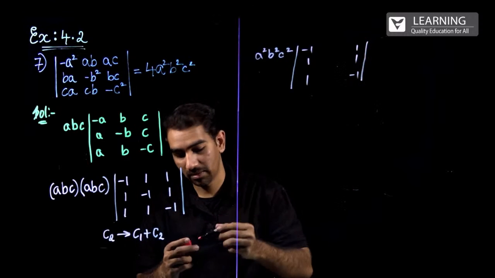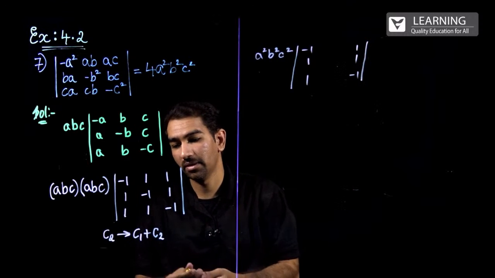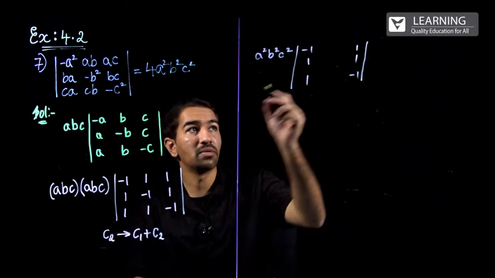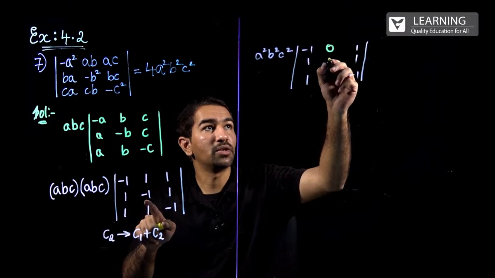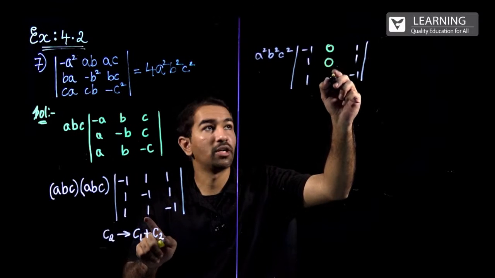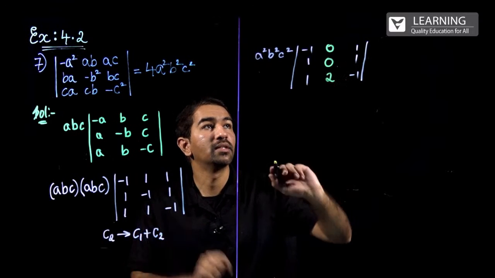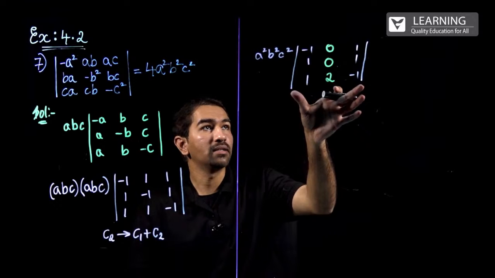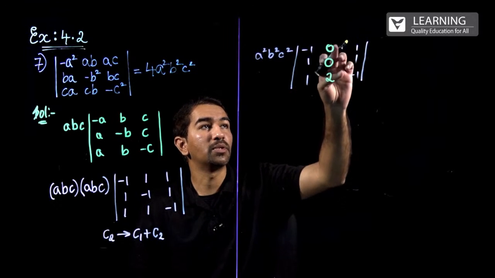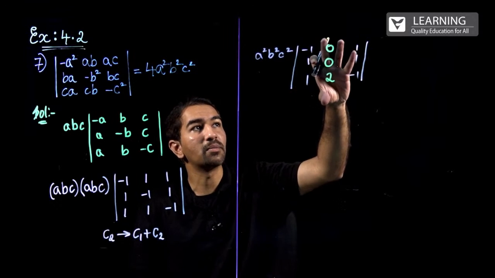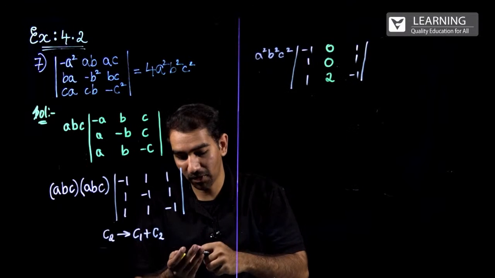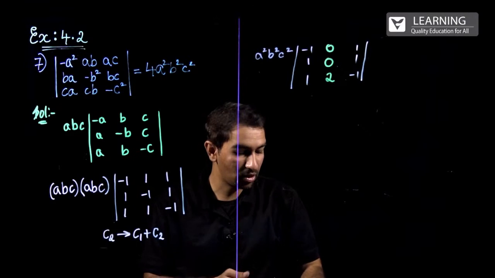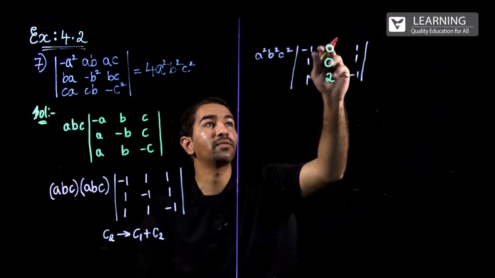So column 2, what can we write in the place of column 2? Column 1 plus column 2, so this will become 0, correct? Column 1 plus column 2, 0 again. Column 1 plus column 2 will give 2. Now in this determinant, there are 2 zeros in column 2. So we will evaluate this determinant with respect to column 2. Before that, we have to know the cofactors of column 2.